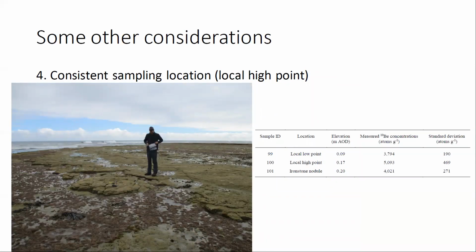Be consistent in specific location of sample collection. I mentioned that before. We had our idealized cross-shore profile, but for sampling, we would look at the local high point within a 3-meter radius. At one location, we did sample from a low point and an ironstone nodule in addition to the high point. And as you can see, the concentrations are quite different despite the proximity of sample locations.